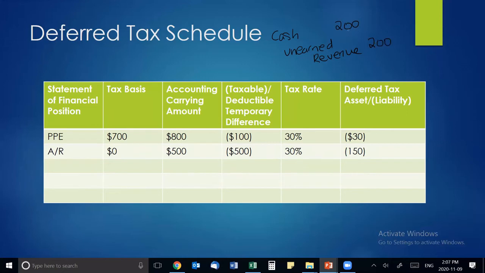This is a temporary difference. It's going to go into step number 1 to determine taxable income. We're going to have to add this $200 to our accounting income to get taxable income.